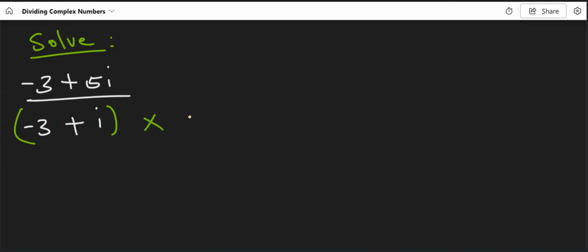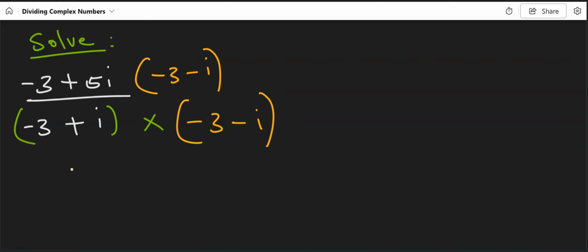Our conjugate this time round will be what? Negative 3 minus i. You only change the sign in between the numbers on the denominator, nothing else. Don't change any other sign. So this is also negative 3 minus i. Then open it up. Negative 3 times negative 3, that is 9. Negative 3 times negative i, that is positive 3i. Positive 5i times negative 3, that is negative 15i. Then 5i times negative i, that is minus 5i squared.